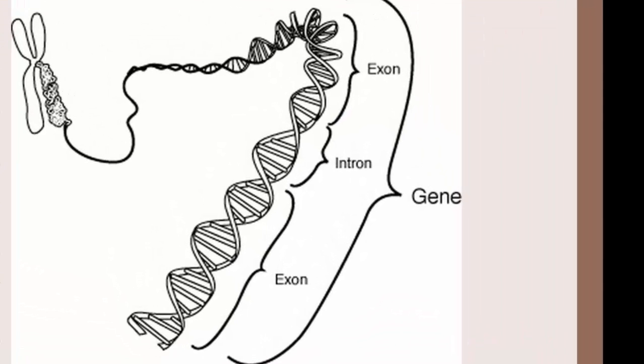So here's an example of a section of DNA. This is a gene, and you'll see there's an exon at the top. That's important information. That carries information to make the protein. Then there's this section of stuff that's not really important, and then there's another exon again.